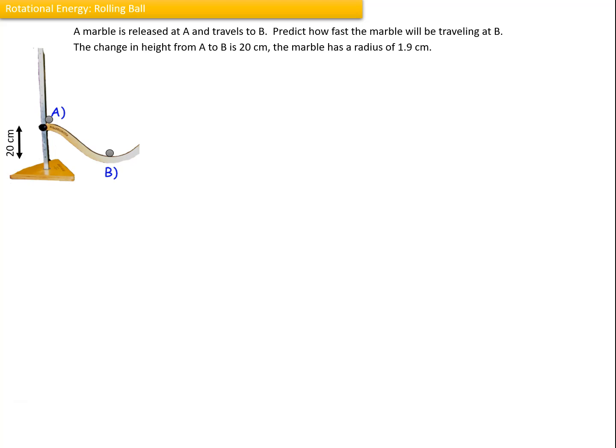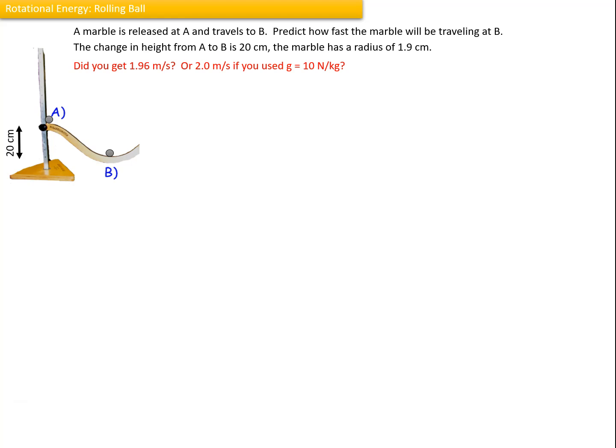So here we have a marble that is released at point A. This is like a little curvy wood roller coaster track, and it travels down to point B. We wanted to predict how fast the marble will be traveling at point B. We measured the change in height from A to B to be 20 centimeters, and we know the marble has a radius of 1.9 centimeters. We did this using regular conservation of energy, and we got a speed of about 1.96 meters per second, or 2 meters per second if we use 10 newtons per kilogram for our gravity constant.